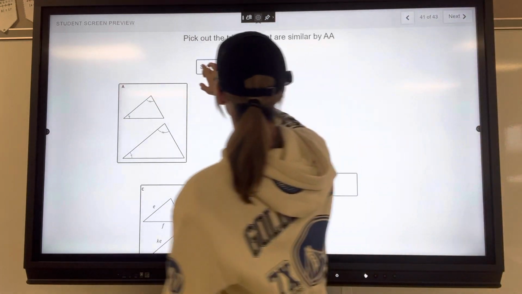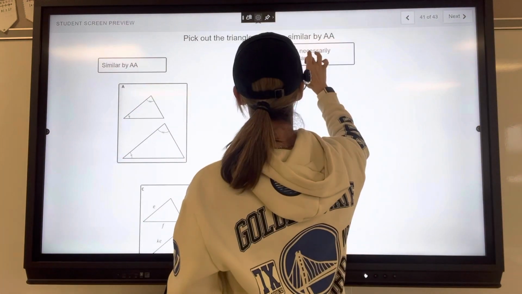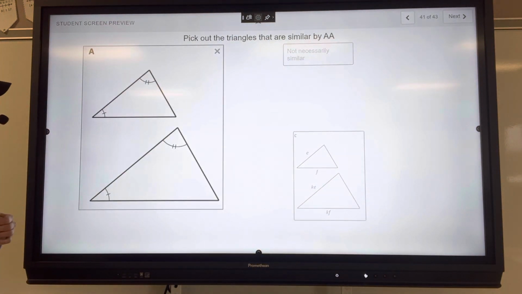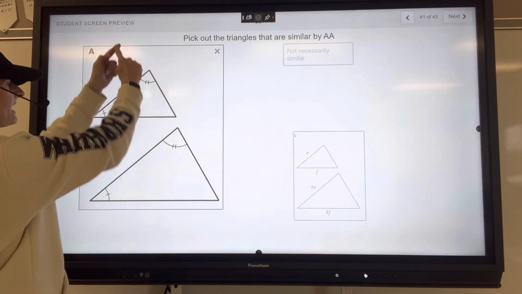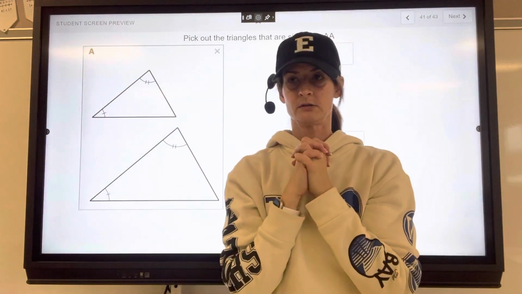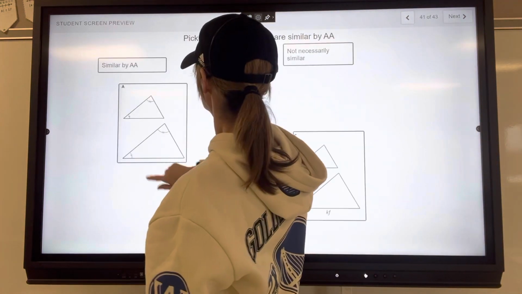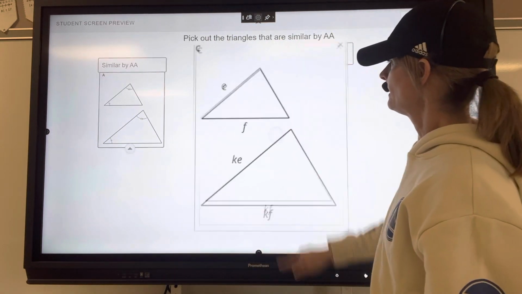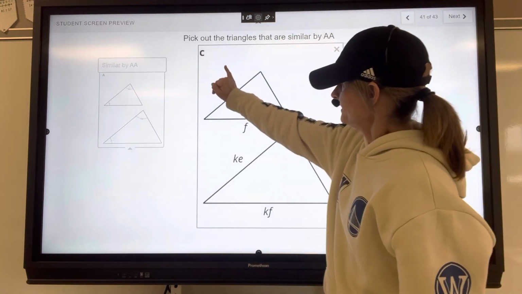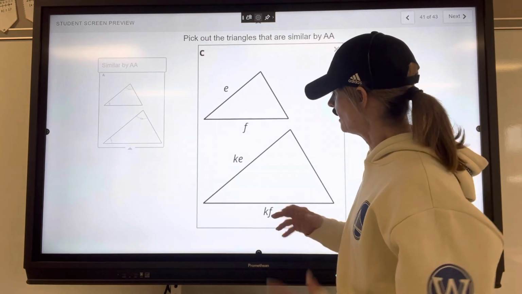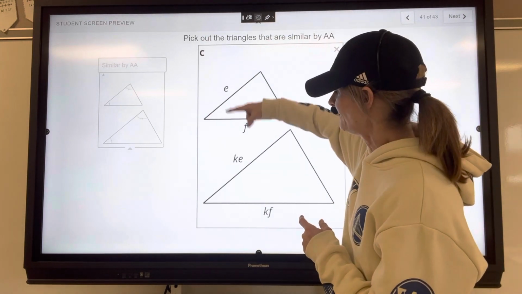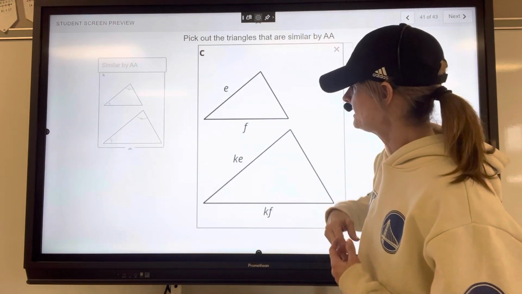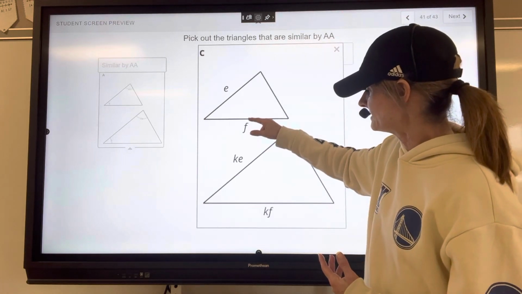All right, so if you look at the difference between these two examples here, these two triangles are similar by angle because we have two sets of corresponding congruent angles. Those are for sure similar by angle. These two, however, the information that we're given, these sides are proportional. We have two sets of sides that are proportional. If I multiply E by K, and it's just some number K, I'll get the length of this side, K times E. And if I multiply F by that same number, I get K times F.